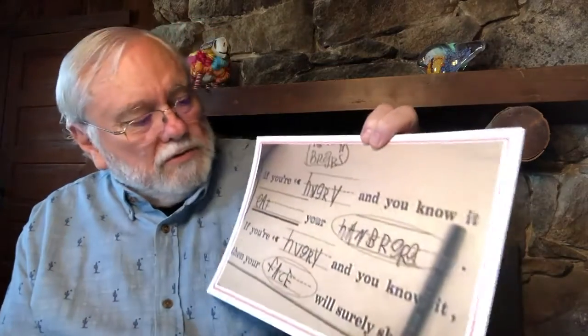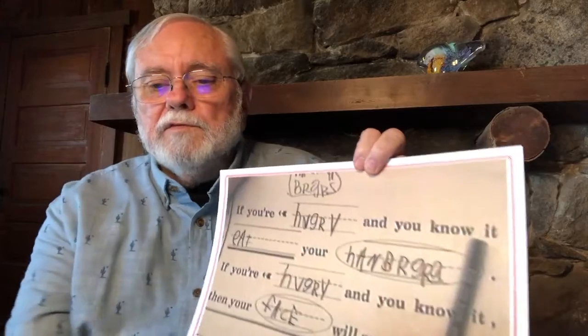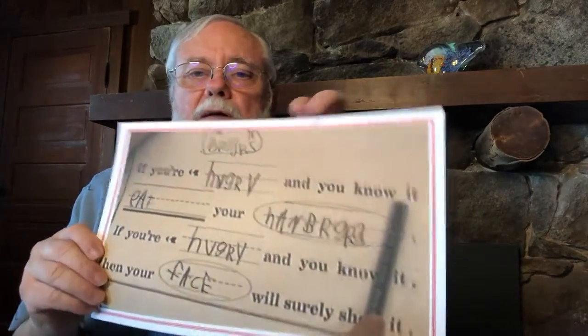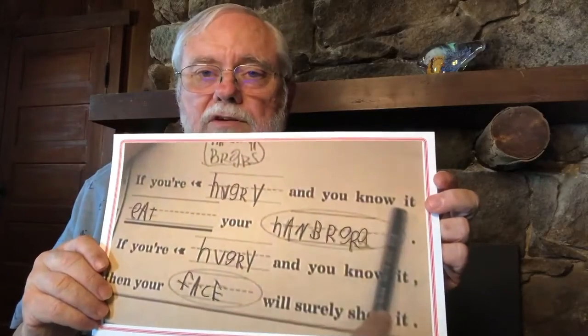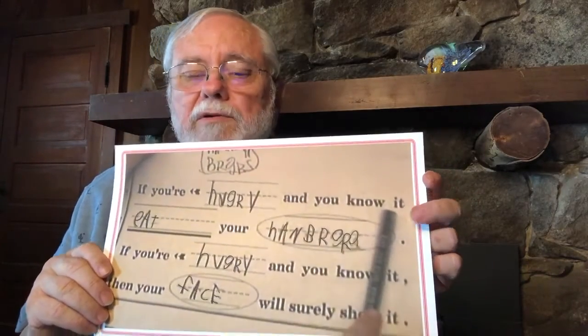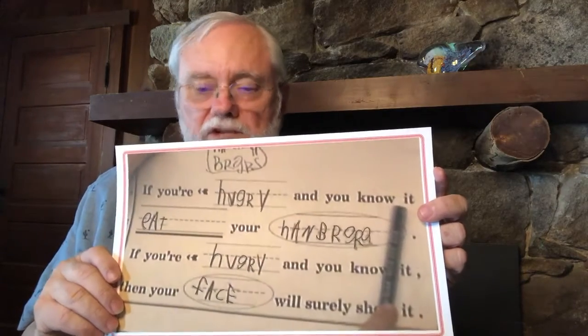So this child writes, if you're hungry and you know it. Now he's got to solve his problem. So he writes, eat your hamburger. And these, you can tell, are the children doing on their own, because they're using lots of Shakespearean spelling. But they're not afraid of those big words like hamburger.